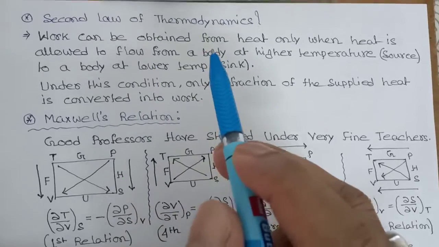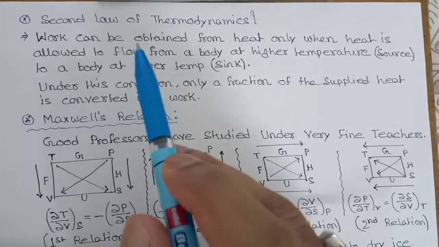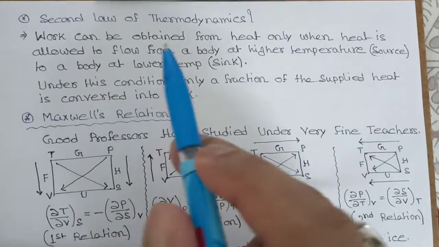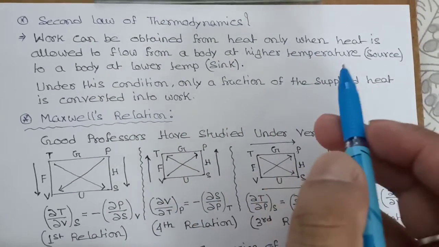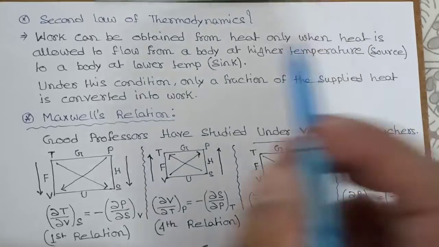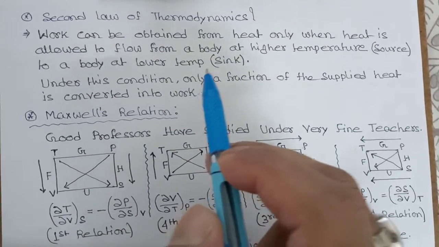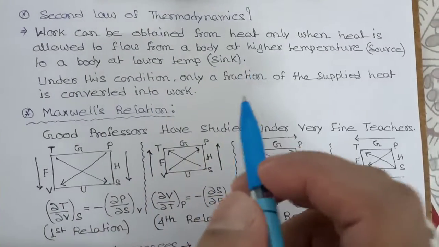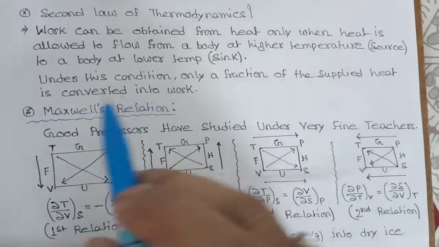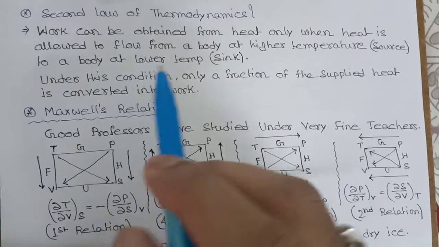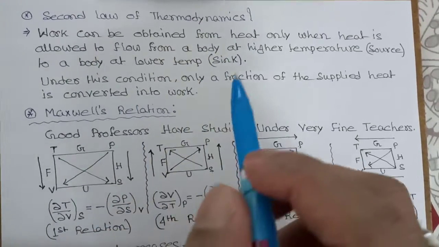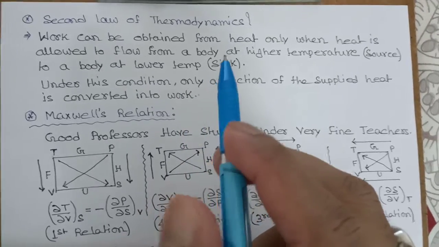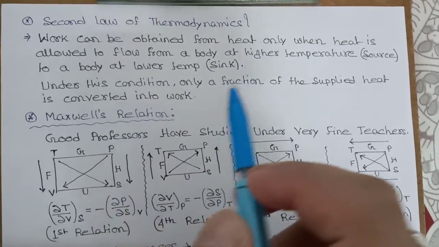The second law of thermodynamics states that work can be obtained from heat only when heat is allowed to flow from a body at higher temperature, which is known as the source, to a body at lower temperature, which is known as the sink. Under this condition, only a fraction of the supplied heat is converted into work. You can refer to my previous lecture on the Carnot cycle, where you can understand the meaning of all the lines.